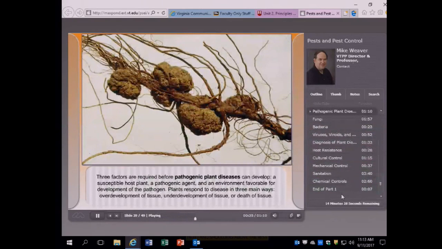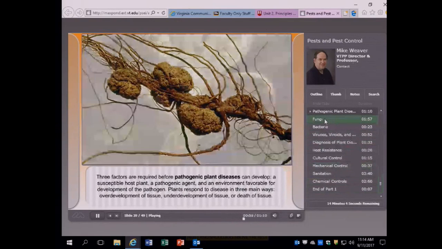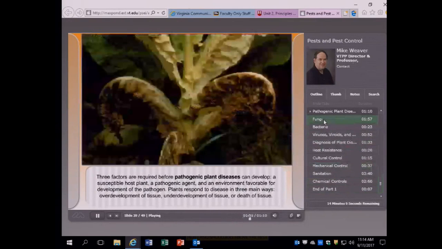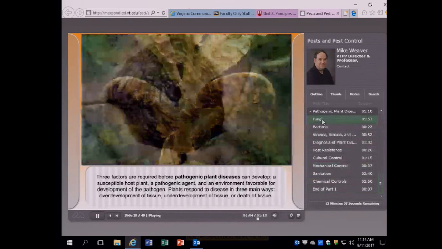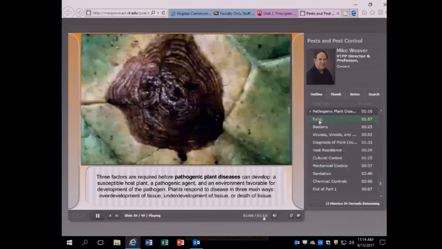The disease process starts when the parasite arrives at a part of the plant where infection can occur. If environmental conditions are favorable, the parasite will begin to develop. If the parasite enters the plant, the infection starts. The plant is diseased when it responds to the parasite. The three main ways a plant responds are overdevelopment of tissue, such as galls, swellings, and leaf curls; underdevelopment of tissue, such as stunting, lack of chlorophyll, and incomplete development of organs; and death of tissue, such as blights, leaf spots, wilting, and cankers.